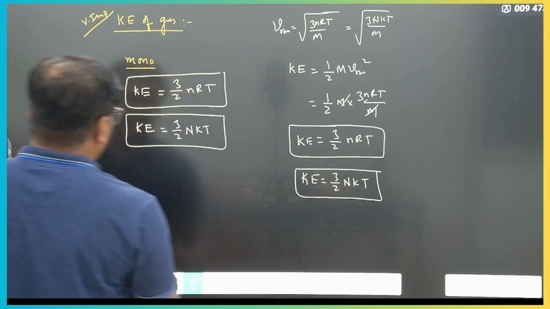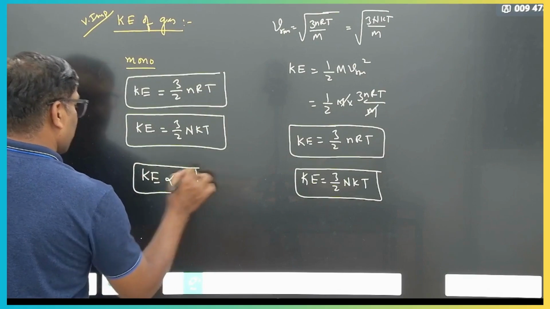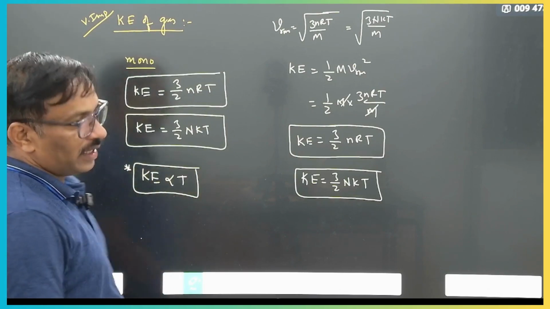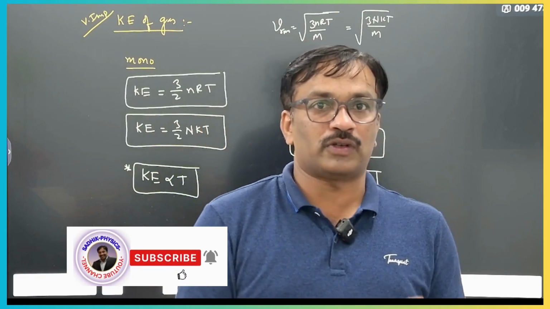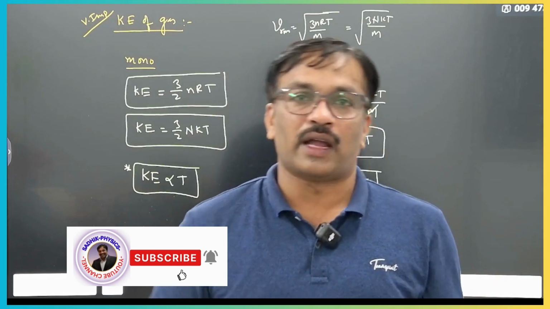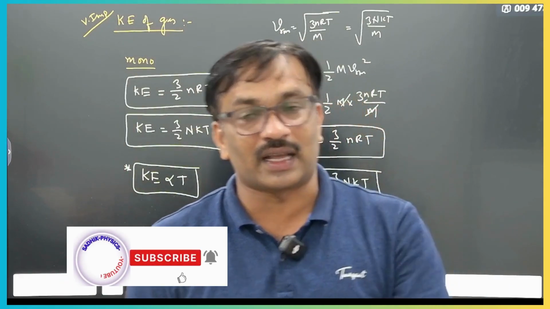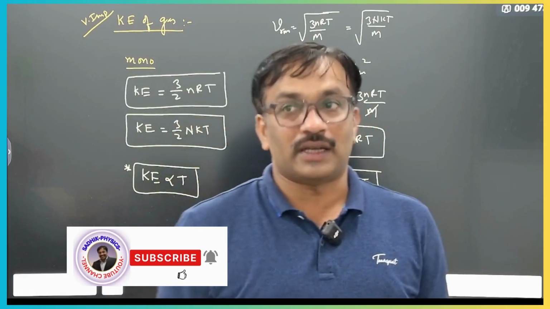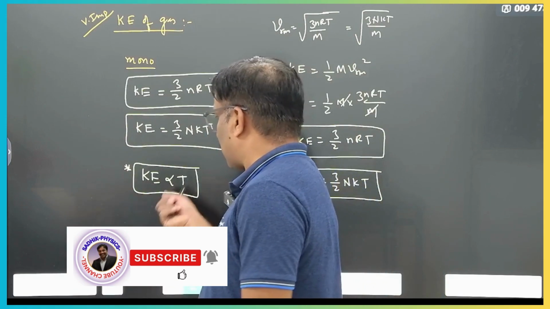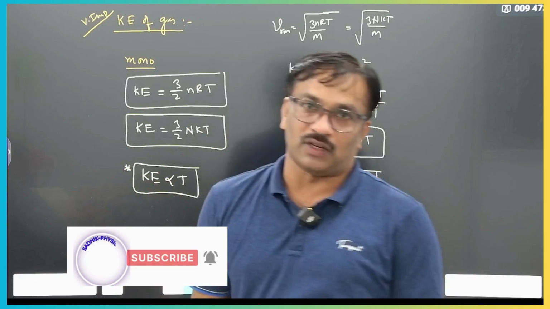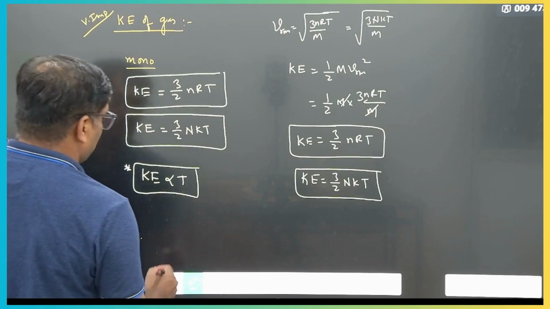Observe this now: kinetic energy depends only on the temperature, and it does not depend on any other parameter. One surprising result: suppose there is hydrogen gas and nitrogen gas. If they are at the same temperature, their kinetic energy will be the same. It does not depend on the different material. Kinetic energy is purely related to the temperature. Clear?